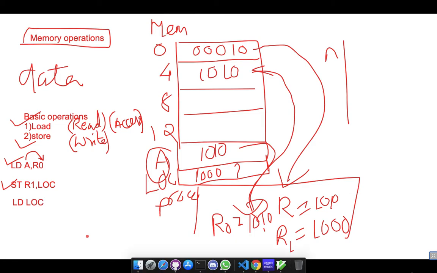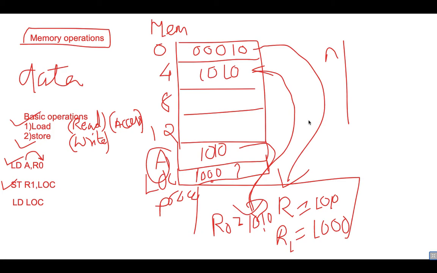Now my question to you. Load LOC means, what's the meaning? We'll be loading, that means accessing the data. What's the data? At LOC, I'll be having 1000. I am not giving you the destination. Now where will you copy the data? Very, very important. Source I got: from the location I will access the data. But somewhere I should copy it. Where should I copy? Can anybody tell me the answer?